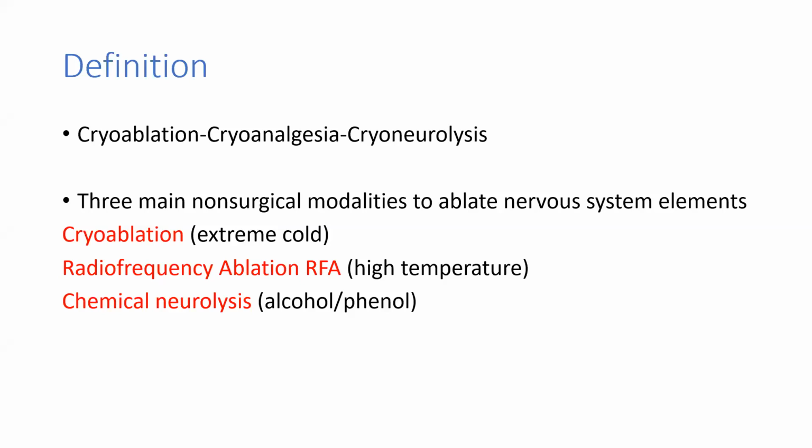You have cryoablation, which is the application of extreme cold to the nervous tissue. We have radiofrequency ablation, or RFA, which we use very commonly, which is the application of high temperature, usually 80 degrees, sometimes a little less. And we have chemical neurolysis, such as the use of alcohol and phenol. We use that a lot in cancer pain, for example, for celiac plexus neurolysis and other modalities as well.